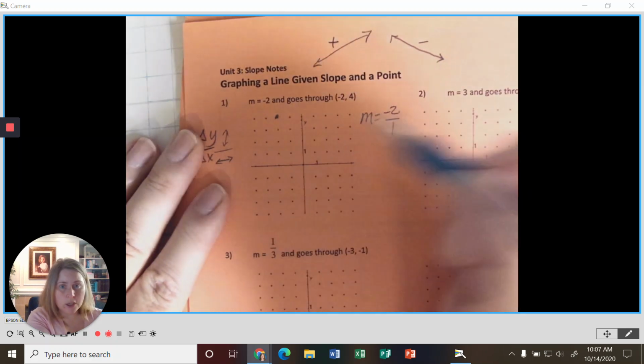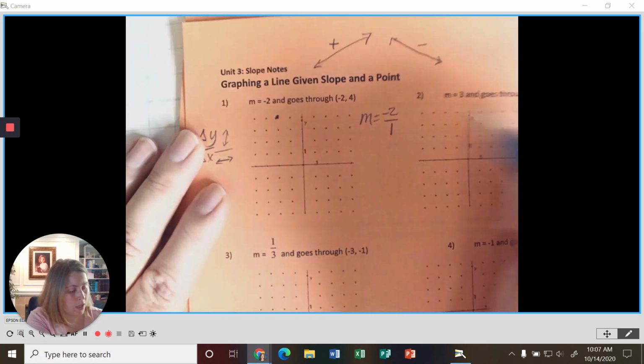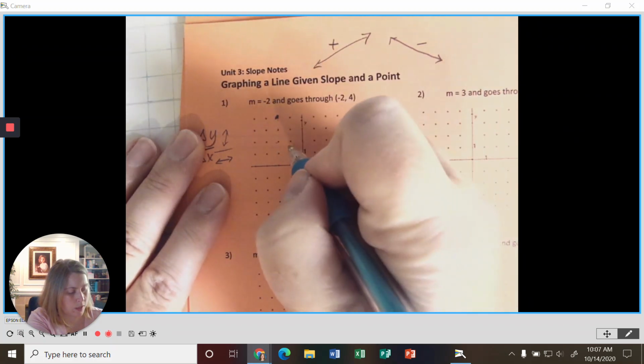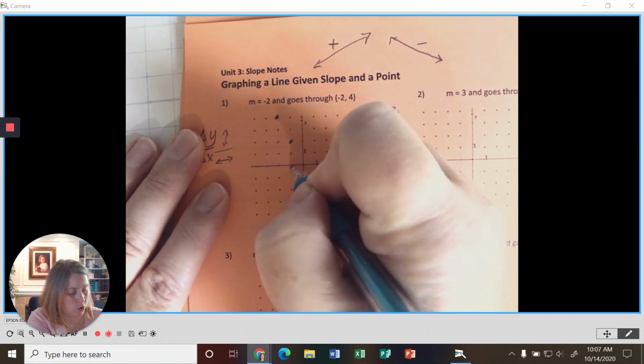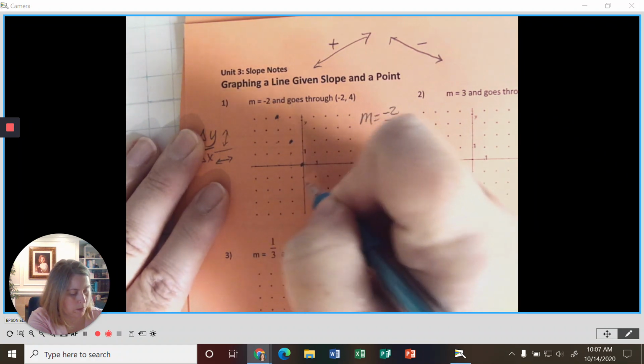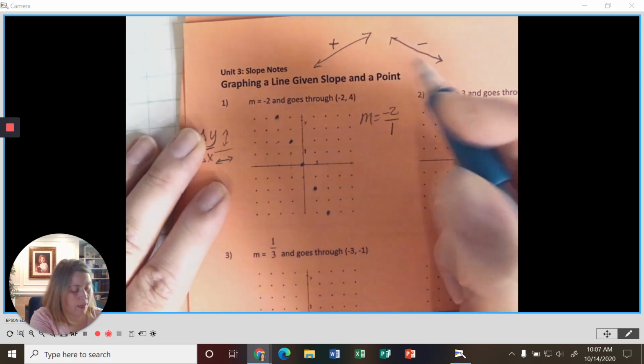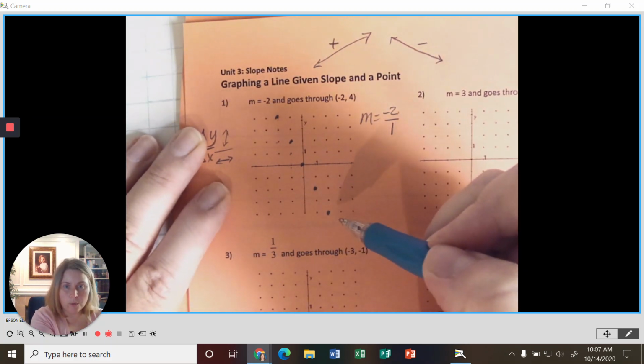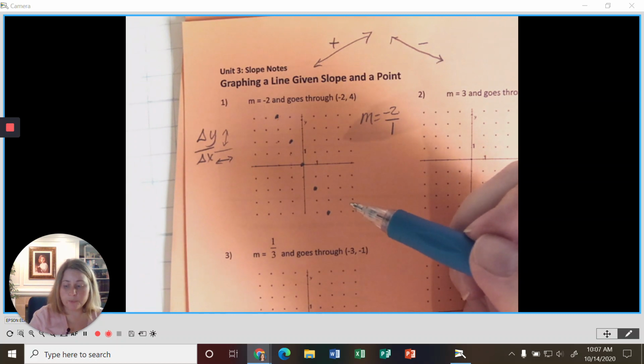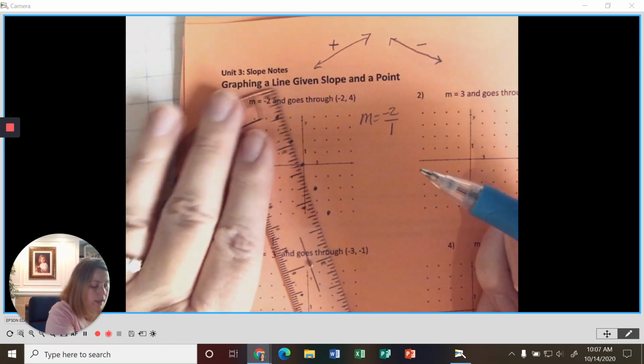So from my starting point, -2, 4, I will go down 2 and right 1. Down 2, right 1, down 2, right 1, and continue that pattern. Yes, of course, you could go down 4 and right 2, just keep that same ratio. And then we graph our line.